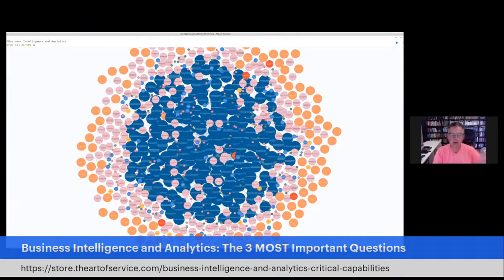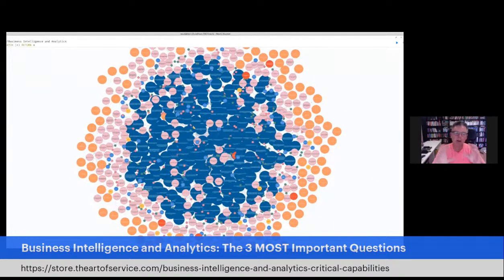It has over 2,000 critical capabilities, things that you need to have in place and be aware of in your organization to make sure that your BIA efforts are successful. The big blue balls here in the middle are the activities that need to be done to make sure that you have the process in place and organized very well.